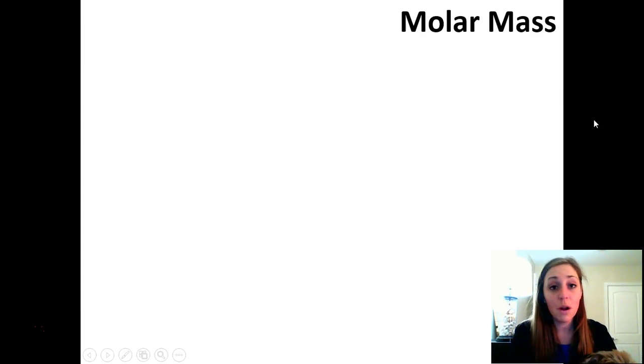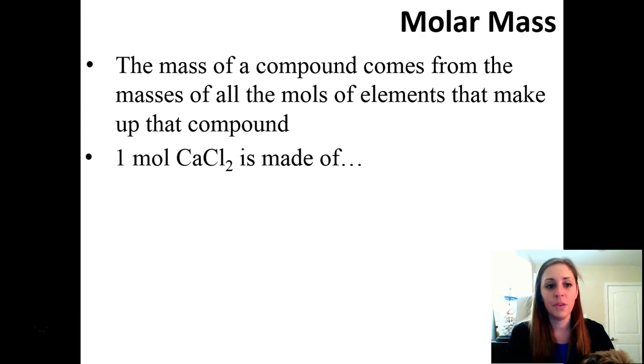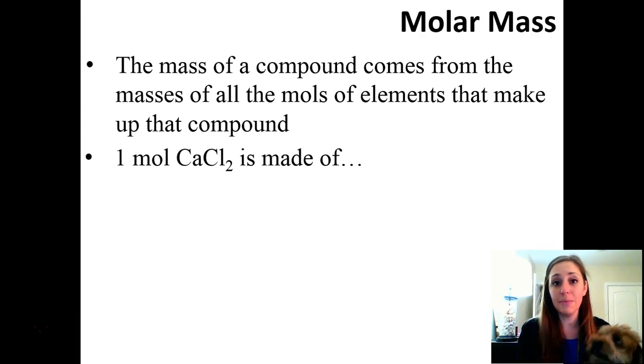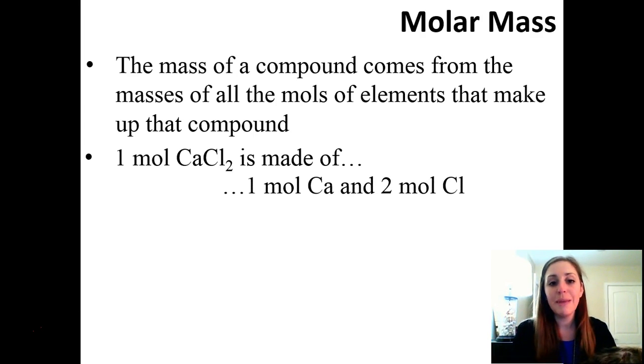Let's talk about the mass of one mole of a compound. So the mass of a compound comes from the masses of all the moles of the elements that make up that compound. For example, if we have 1 mole of calcium chloride, remember in calcium chloride, there's going to be 1 mole of calcium and then 2 moles of chlorine to cancel out the positive 2 that came from calcium. Each chlorine has -1. So 1 mole of calcium chloride, the whole compound, is made up of 1 mole of calcium atoms and 2 moles of chlorine. And that comes from the subscripts. See how there's nothing here, so it's a 1, and there's a 2 here, so there's 2 for chlorine.